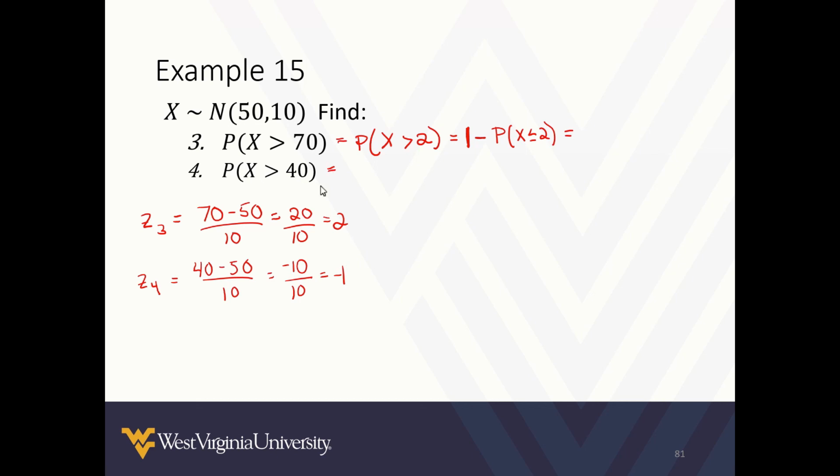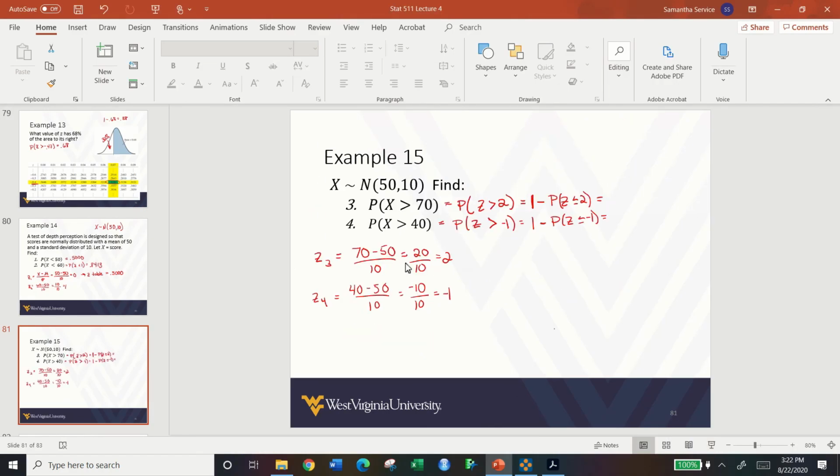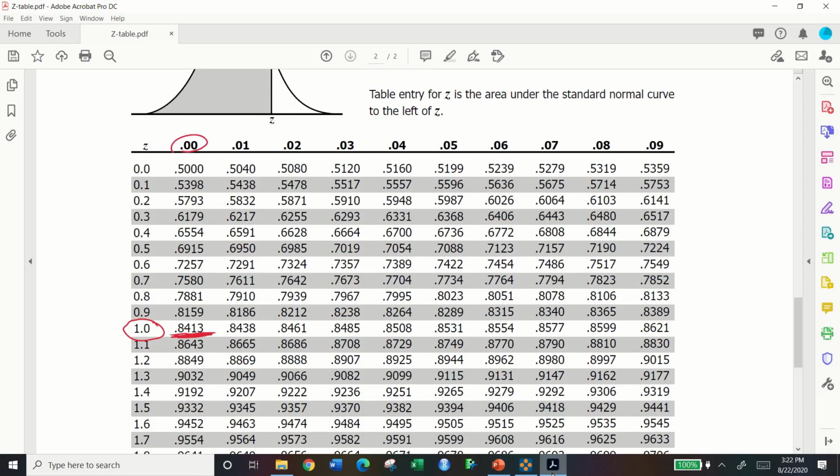And we're going to have to do something similar for part 4. Instead of finding the probability of x being greater than 40, we're now going to find the probability of, oops, typo, these should be z's. The probability of z being greater than -1, or as we use our complement rule, the probability of z being less than or equal to -1. So at this point, I'm going to exit out of these slides and pull up our z table, and we're going to be looking for z values of 2 and -1.